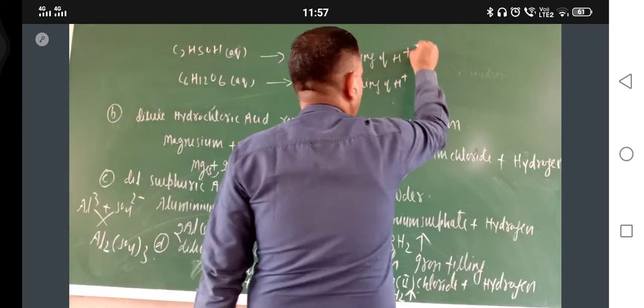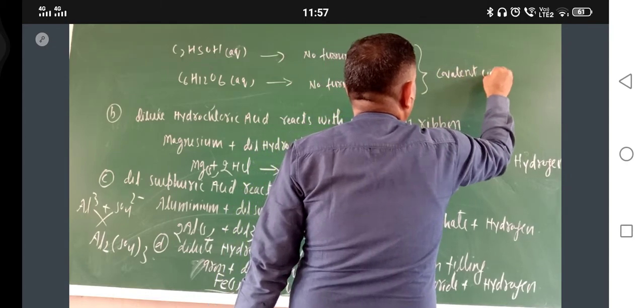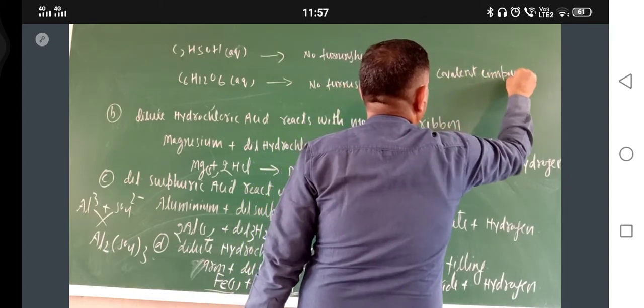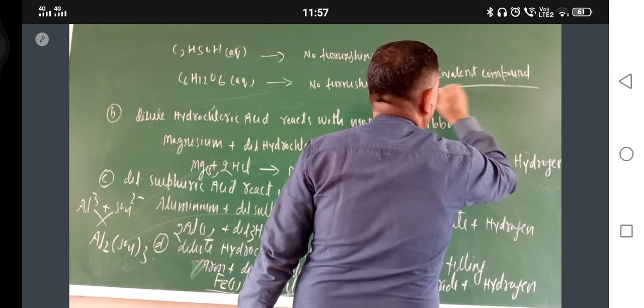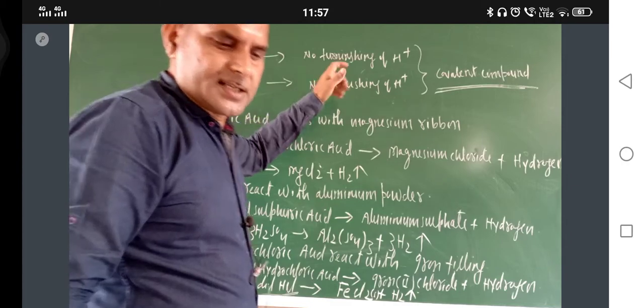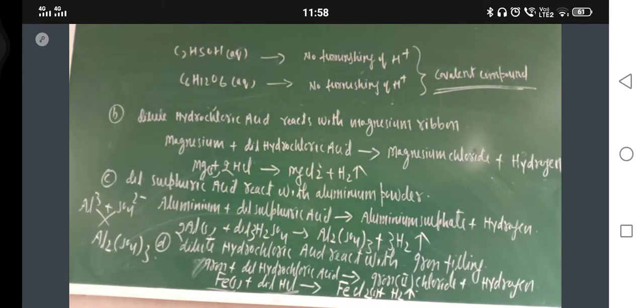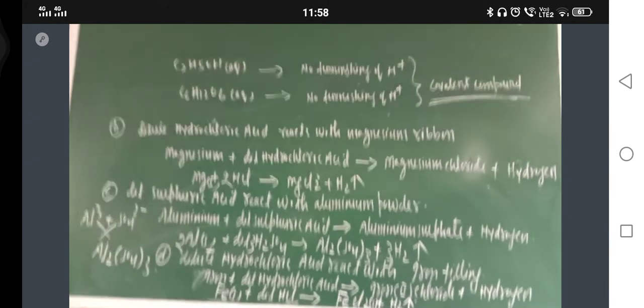Why? Because they are covalent compounds. In the next chapter I will teach you, they are covalent compounds, hence they will not furnish H positive. Hence who will conduct electricity? Because ions are not there, and only ions being furnished means conducting electricity. That is why this solution is a bad conductor of electricity and the bulb will not glow.